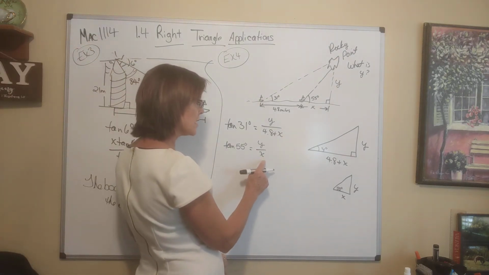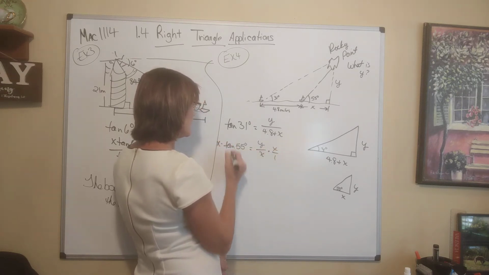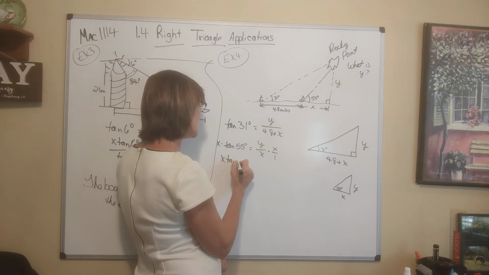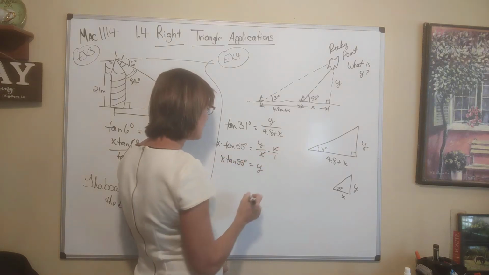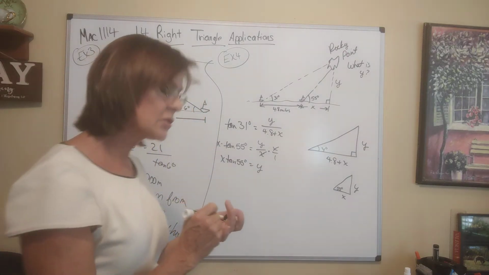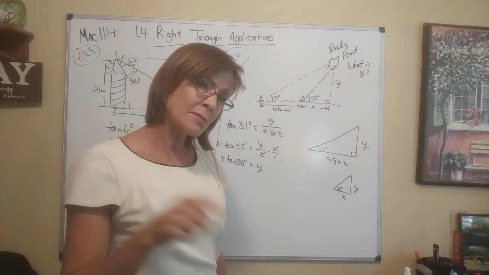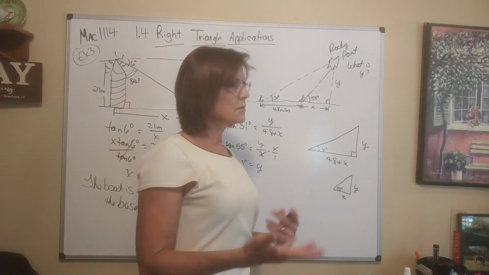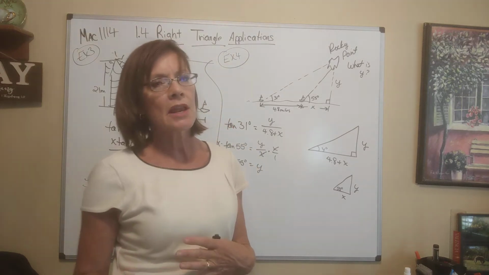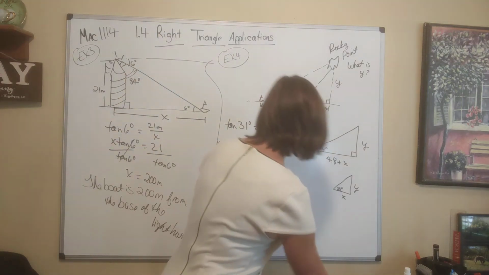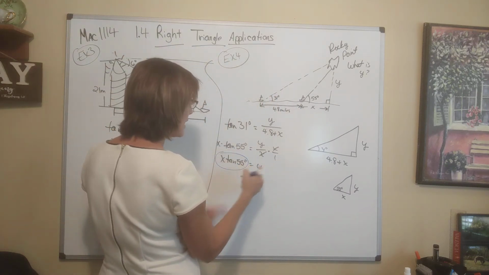So let's solve this. We have two equations and two unknowns. I'm going to kill my fraction by multiplying both sides by x. So I get x times the tangent of 55 degrees is equal to y. Now I'm simply solving by substitution. You've done this in intermediate algebra a long time ago. You can solve a system of equations by substitution or elimination. I'm just using substitution here. y is equal to this. I got it from this equation.